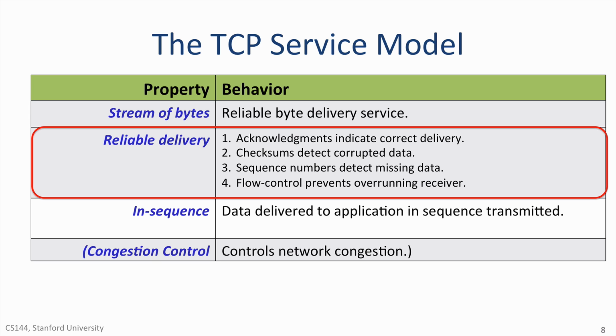Sequence numbers detect missing data. Every segment's header carries the sequence number in the stream of bytes of the first byte in the segment. For example, if the two sides agree that the sequence starts at 1000, then the first segment will have a sequence number of 1000. If the segment carries 500 bytes of data, then the next segment will carry the sequence number 1500.